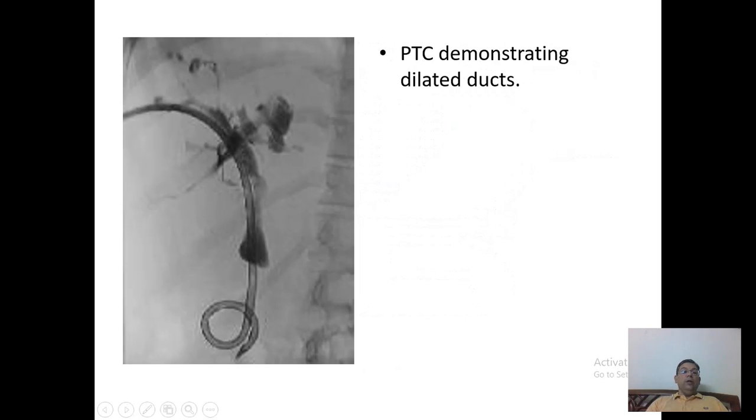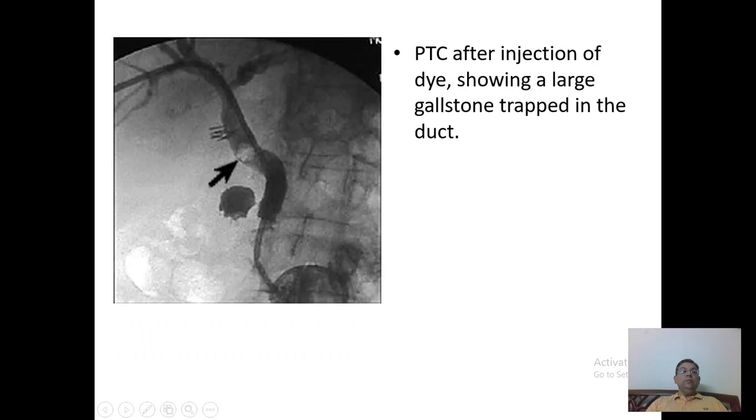This PTC, percutaneous transhepatic cholangiogram, is showing that the bile ducts are dilated. This is the catheter which has gone through, and in this PTC, as you can see, the catheter is coming from the lateral side, and it has shown that there is a filling defect. Remember, a normal gallstone is usually not visible on a radiograph. It would appear as a filling defect on a contrast given, like here.